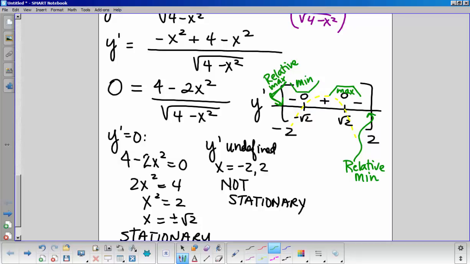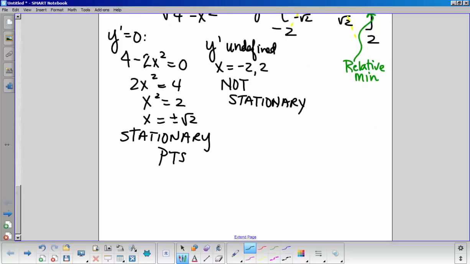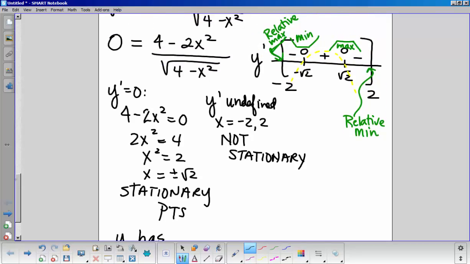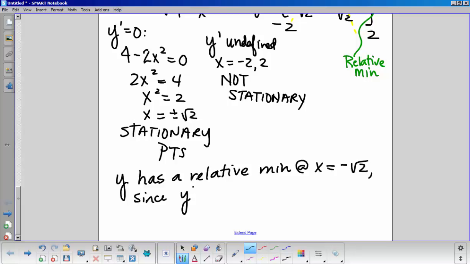Okay? Alright, so how are we going to say this? Y has a, let's see, I'll start with the relative min. Y has a relative min at x equals -root 2. How do we know? Since y prime goes from greater than 0 to less than 0 at x equals -root 2, right? And we already said that was stationary, so we don't have to worry about that.